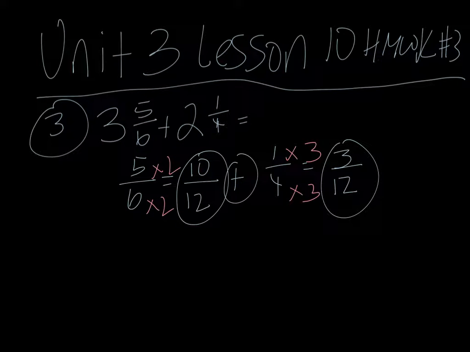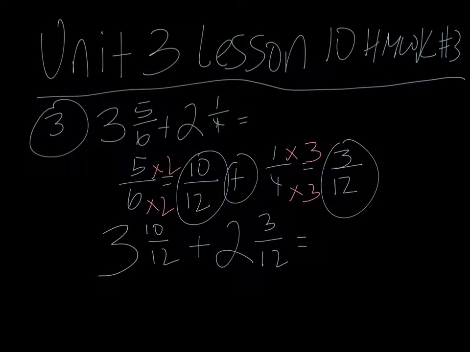So you're going to do 10/12 and 3/12. Now, when you rewrite the problem that you're going to add together, you add in the whole number. So I have 3 and 10/12 plus 2 and 3/12. And then when you do the addition, you add the whole numbers first. 3 plus 2 is 5. And you add the fractions second. 10/12 plus 3/12 is 13/12.